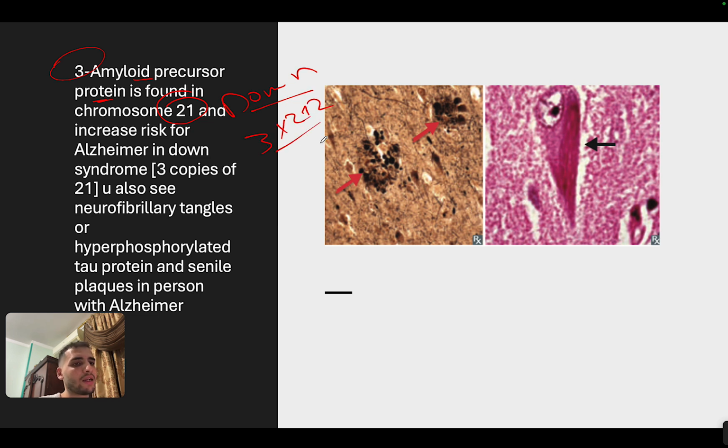Another thing is that they can ask you about the histology of Alzheimer. So you would see something called hyperphosphorylated tau protein, or neurofibrillary tangles. It looks like a tangle here. Or you can see something called senile plaques, which are also made of amyloid. Both of them are related to amyloid, but this one is made of beta amyloid, and this one is made of hyperphosphorylated tau.